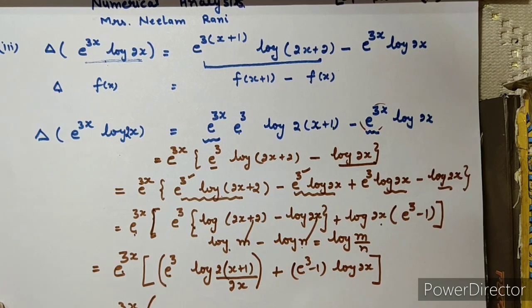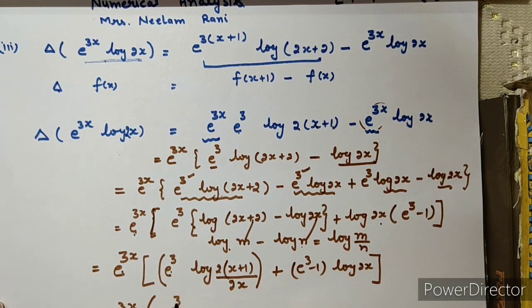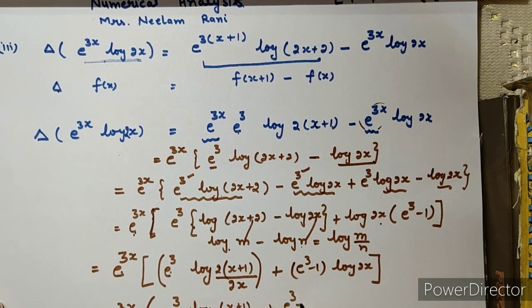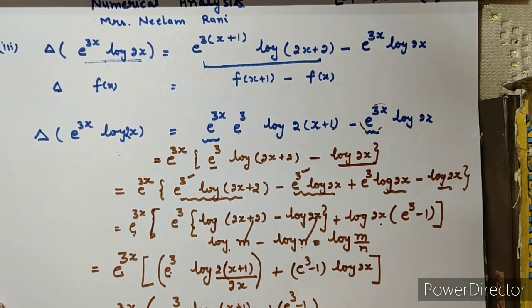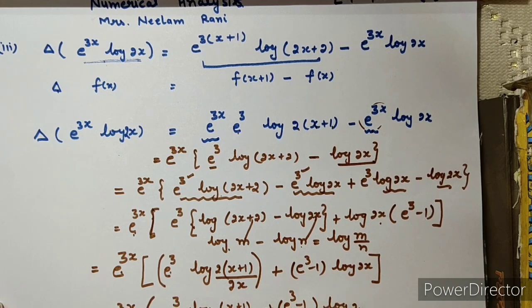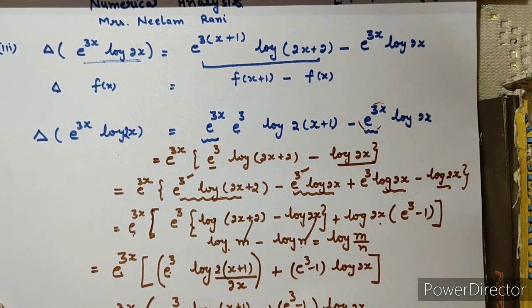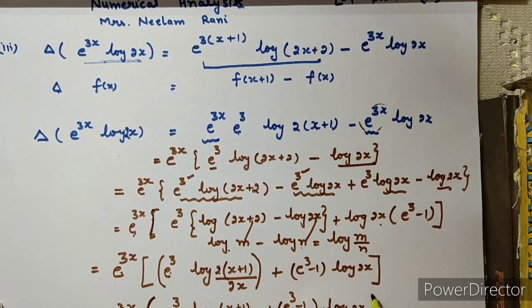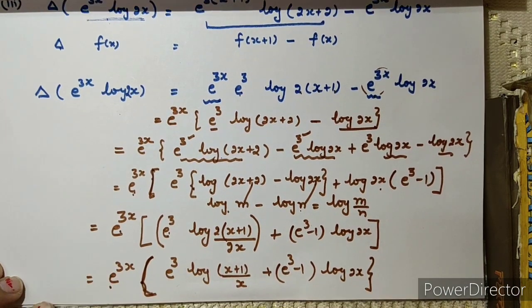So this is outside, so this is e^3. This is log, log to log cancel. Here I am getting this one plus e^3 minus 1 and this is log of 2x, and this bracket, you can make this curly because this e^(3x) is outside the whole term.